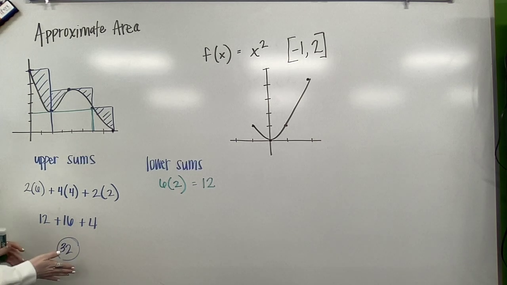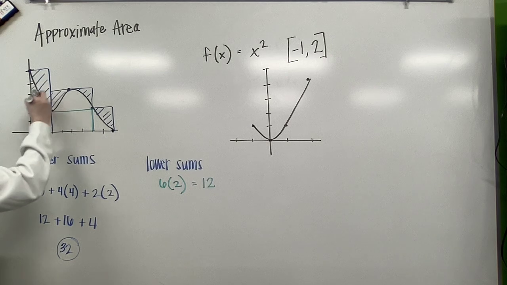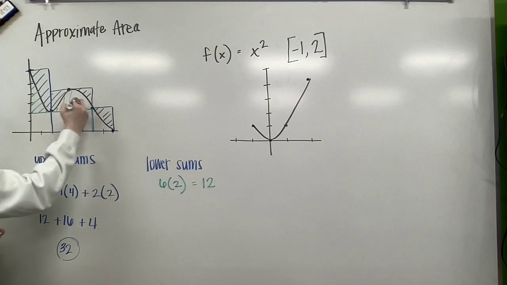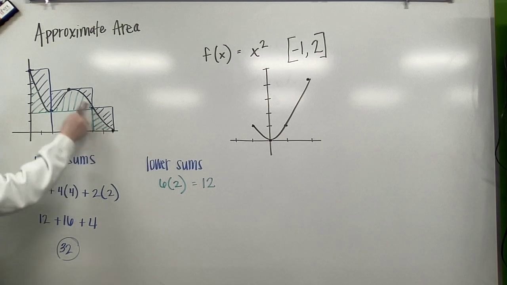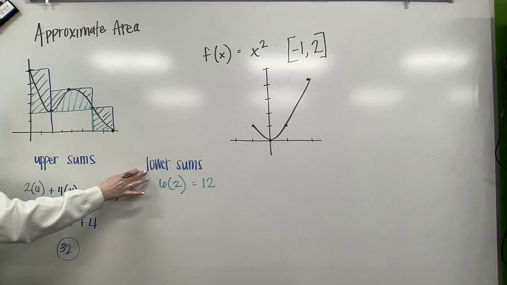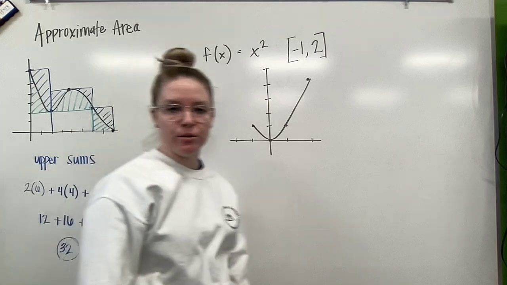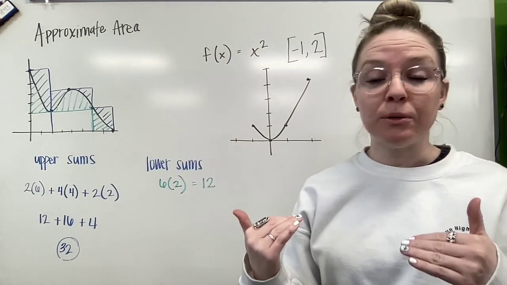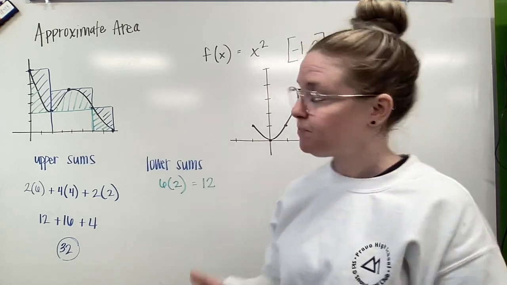So I can tell that the actual area is going to be somewhere between 12 and 32. This is a lower estimation. Look at all this area that we are not taking into account. So we are definitely losing area with our lower sum and gaining area with our upper. So our actual area is going to be between 12 and 32. Okay? Upper sums, we want it to go above the curve. Lower sums, we're going to go below the curve.